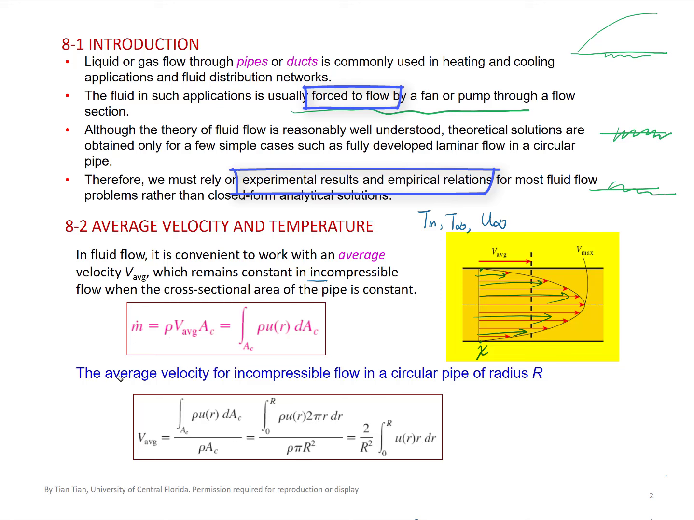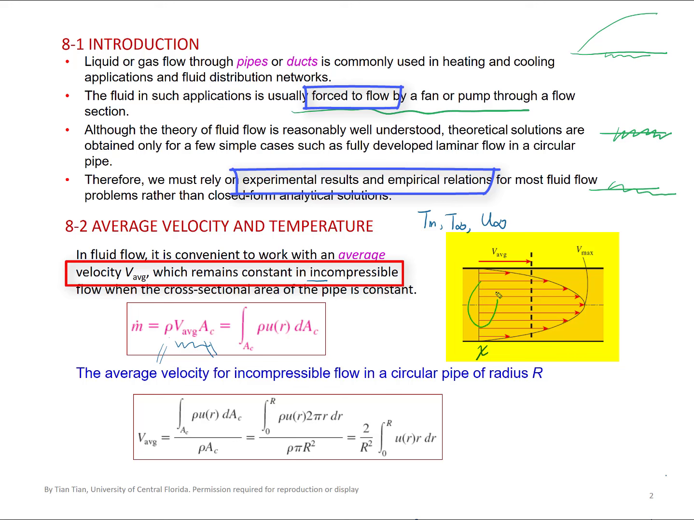Here, m dot represents mass flow rate. We know it is density multiplied by volumetric flow rate, and volumetric flow rate is velocity multiplied by cross-sectional area. So for an incompressible flow, that is, density is constant, if cross-sectional area is a constant too, then the average velocity would remain constant. We can also express mass flow rate in this integral approach.